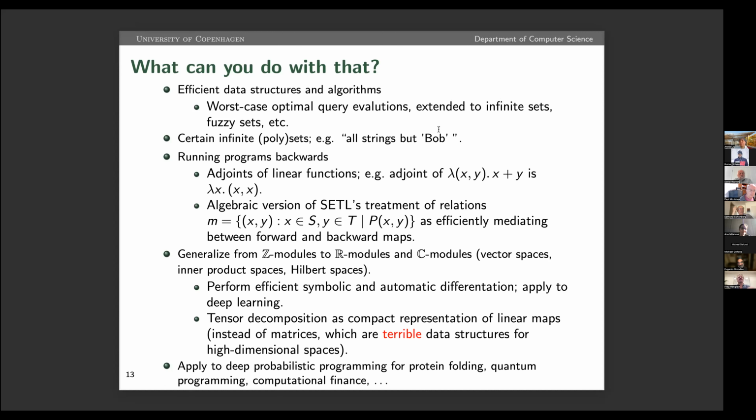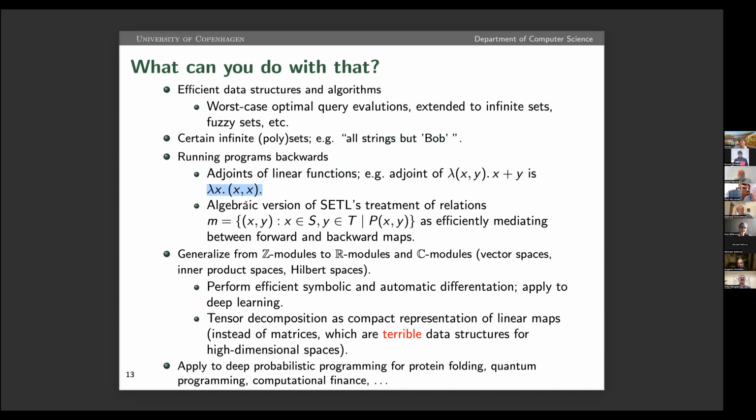They're extended to infinite sets and fuzzy sets and so on. We can represent infinite sets, so-called compact sets, things like all strings but Bob. You don't have to enumerate only finite sets. And you can run programs backwards and forwards. So this is a way of capturing what in algebra would correspond to adjoints. So the adjoint of plus is the duplication function.